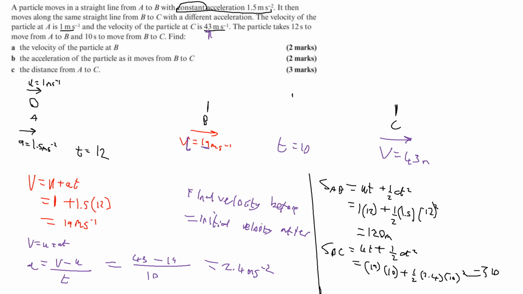So therefore, and I'll write this at the top so you can see it, S is equal to 120 plus 310, which is down here, giving us an answer of 430 meters. And that is your final answer.